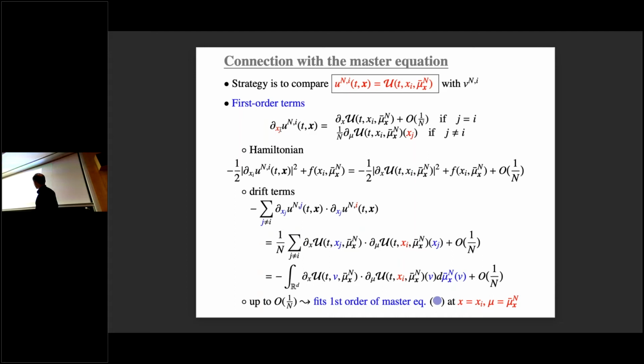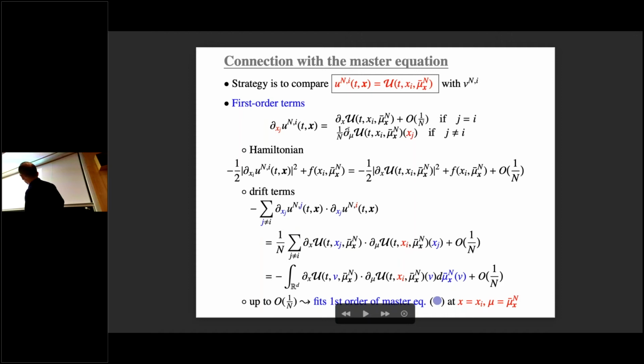So I take x_i, I take this u^{N,i}, and I take the derivative with respect to some x_j. There are two cases. If j is not equal to i, it means that, in fact, I'm just taking the derivative with respect to one input that is hidden in the empirical measure.